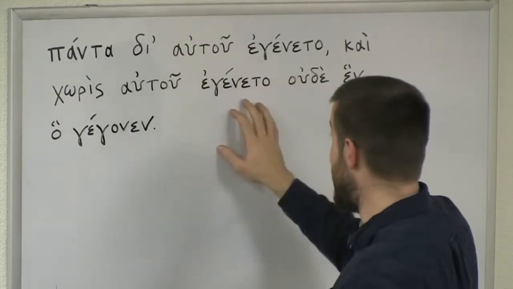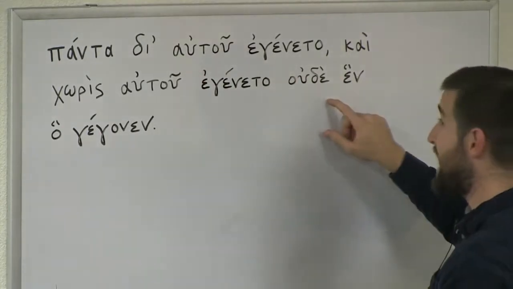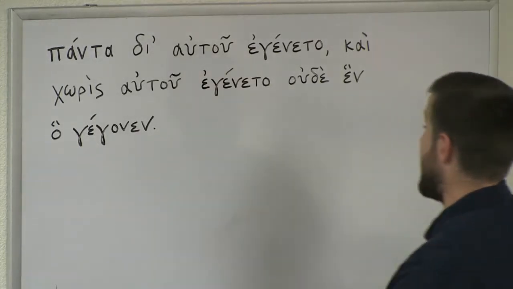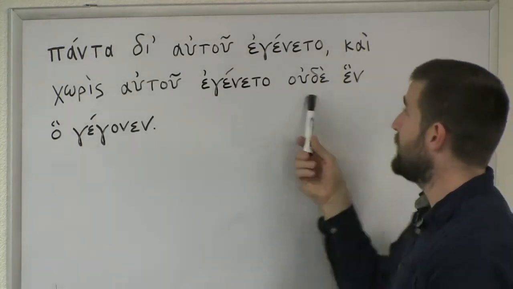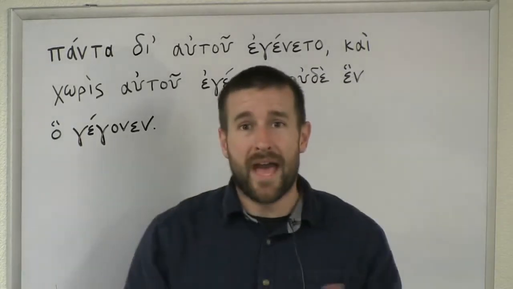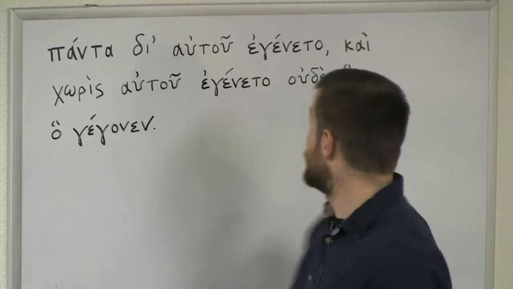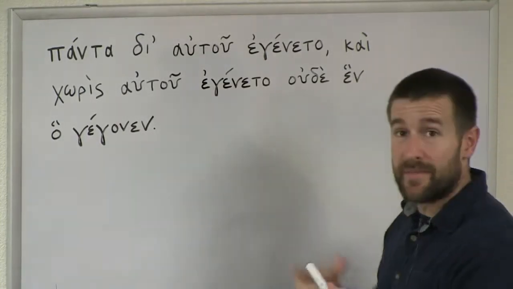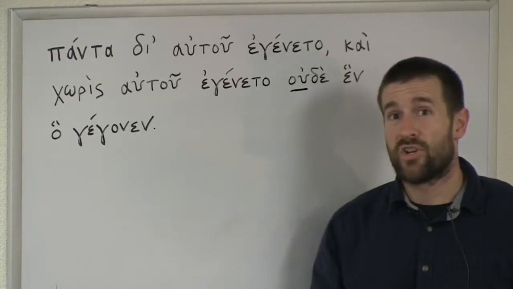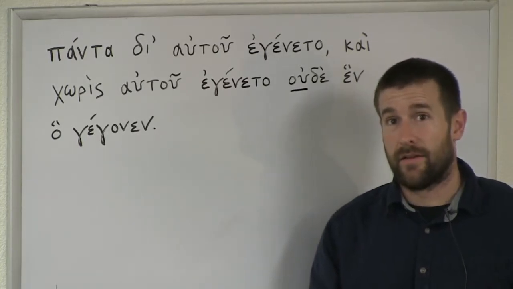And without him was made, ουδέ εν οίγονεν. And let's talk about that last part there. First of all, to understand the word ουδέ, understand that it is a compound made up of two smaller words. You see, these two letters by themselves, ου, that is the word not in Greek.